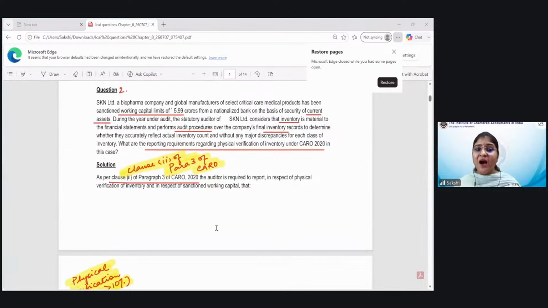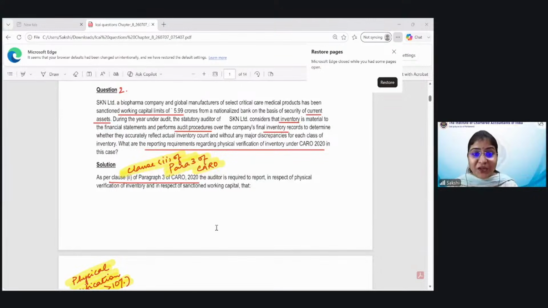SKN Limited, a biopharma company and global manufacturer of select critical care medical products, has been sanctioned working capital limit of 5.99 CR from the nationalized bank on the basis of security of current assets. Now, immediately when working capital limit is mentioned, you should be quick enough to understand that working capital limit is sanctioned on the basis of your inventory and debtors. So, immediately, debtors or inventory, they will be asking about the audit procedures or some reporting requirement.